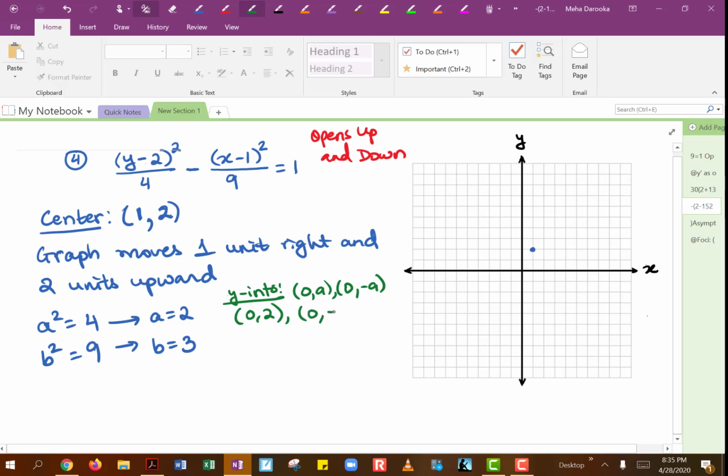But now that our graph is moving 1 unit right and 2 units upward, we'll need to change those values, and they will become 0 plus 1 is 1, 2 plus 2 is 4, 0 plus 1 is 1, negative 2 plus 2 is 0, and these become the vertices for your transverse axis. So that's going to be positive 1, positive 4, and positive 1 and 0. So these are the points where the branches of our hyperbola will be crossing. Okay? Now we need to come up with our fundamental rectangle.